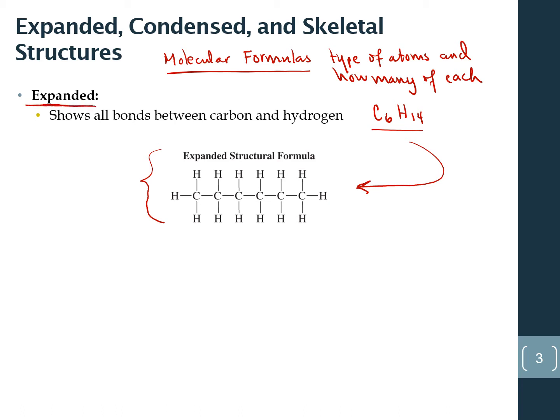When you have an expanded formula, what you have is a Lewis structure. You're showing how everything is connected, and you're showing all of your chemical bonds. So you have a long chain of carbon connected to carbon, 1, 2, 3, 4, 5, 6 carbons, which is the same amount that I wrote here in that molecular formula.